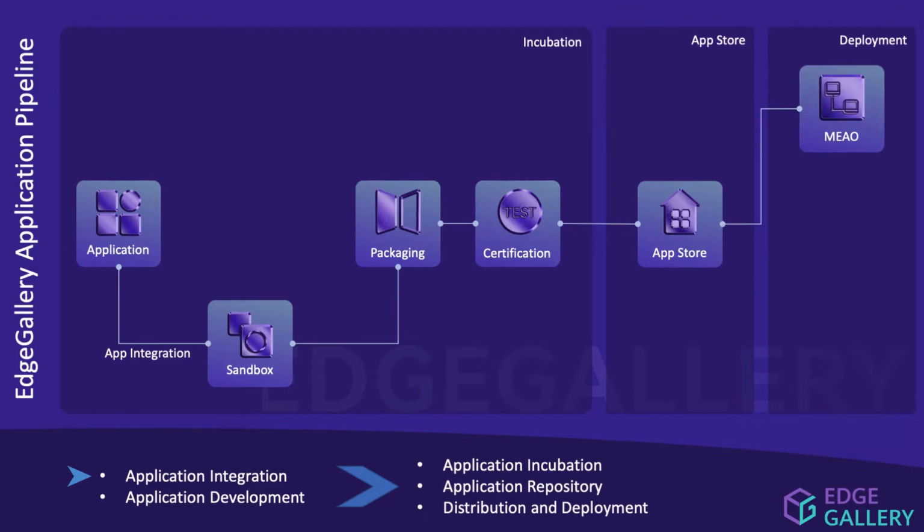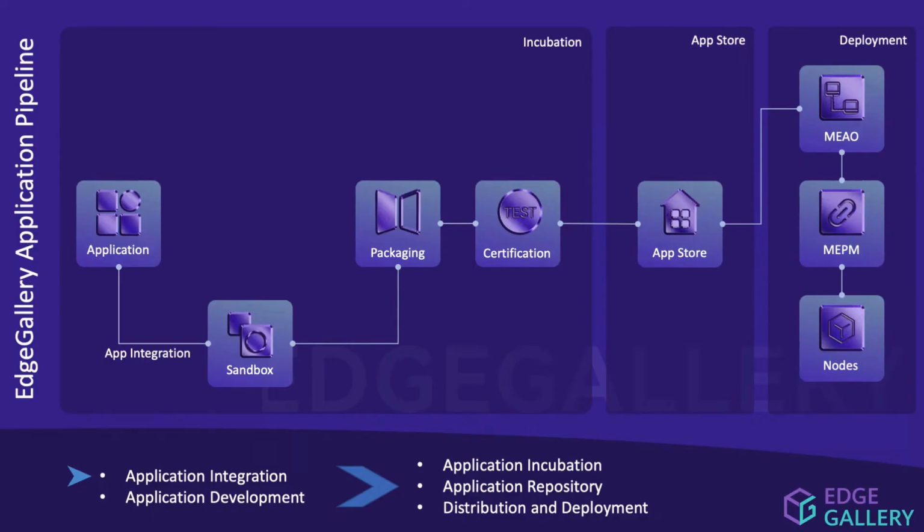Next phase is application deployment. As part of this, MEC Application Orchestrator synchronizes application package from the App Store. MEC Application Orchestrator then instructs the MEP Manager to deploy an application. MEP Manager then deploys application to desired node and carries out lifecycle management of same. Now we'll look into the application development flow.